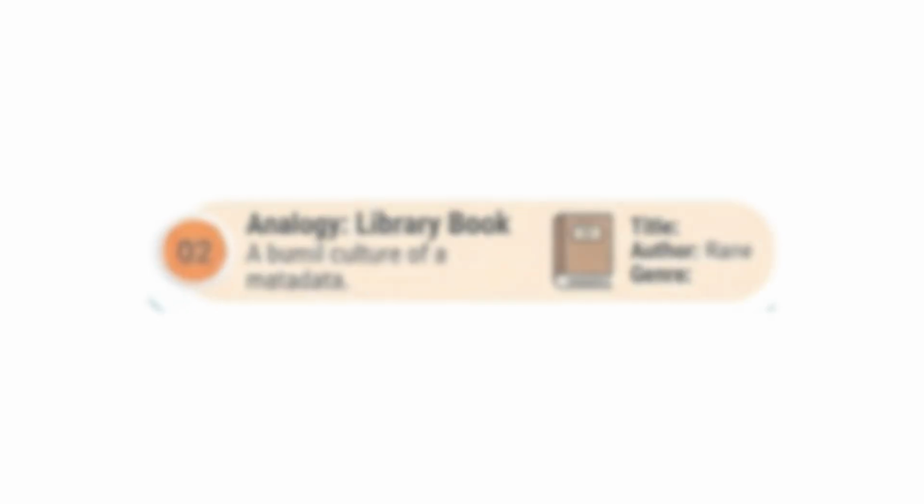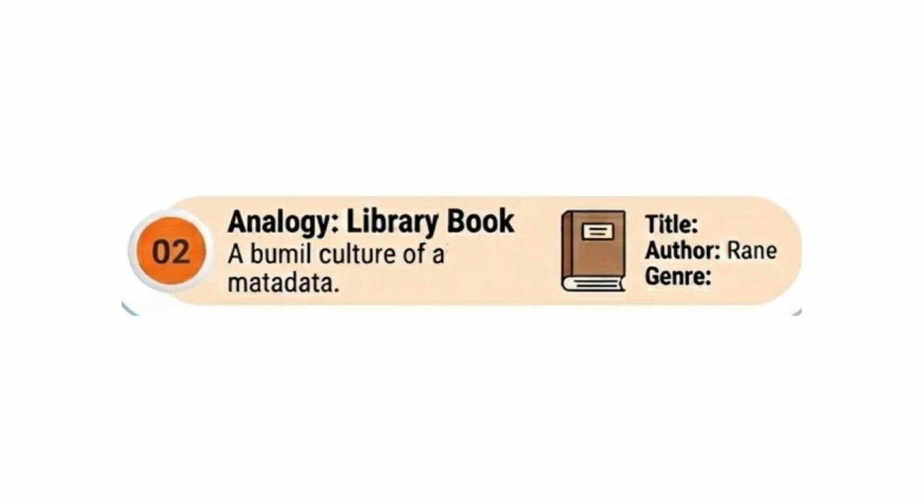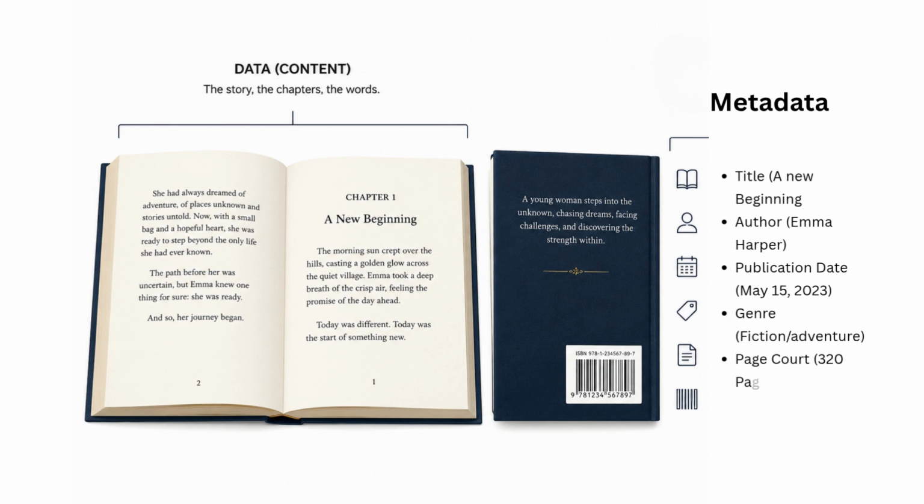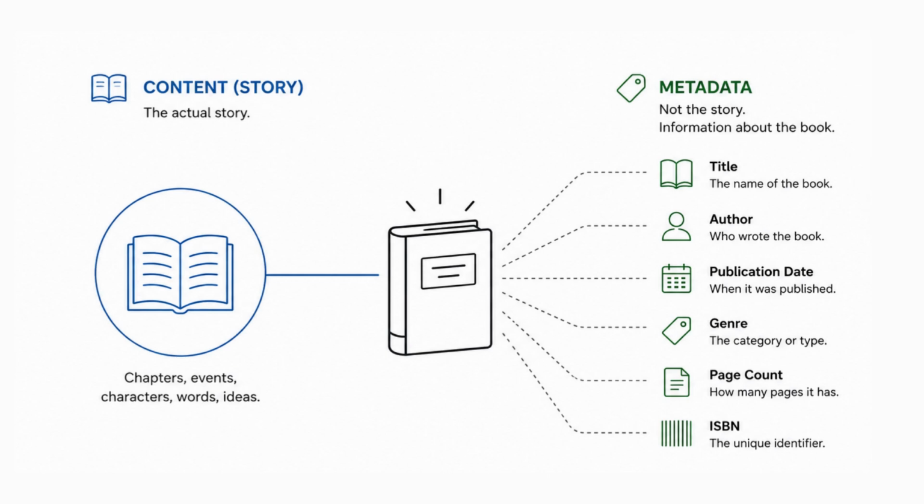Everyday analogy, the library book. Think about a book in a library. The content of the book, the story, the chapters, the words, that's your data. But on the back cover or in the library catalog, you'll find the title, author name, publication date, genre, page count, and ISBN number. None of that is the actual story, but all of it helps you find, understand, and manage the book. That catalog information is metadata. It exists purely to describe and support the main content.